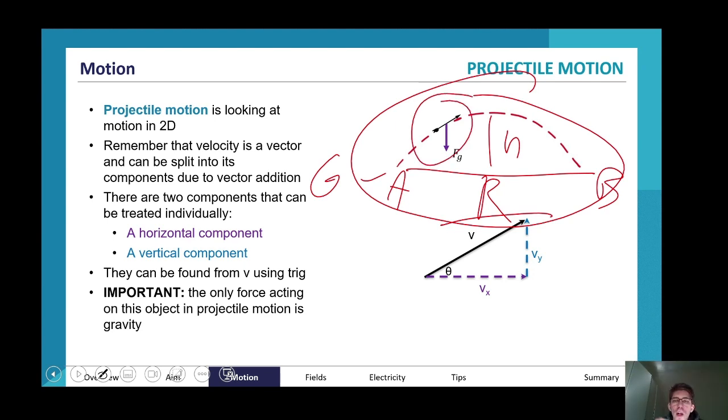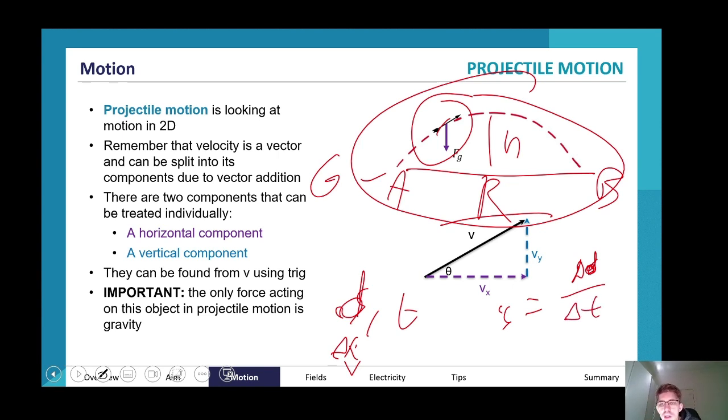Now, the object will only have a force acting downwards on it, but it will have a velocity, and the velocity will be at a particular angle. If you remember from year 11 physics, we talked about scalars and vectors. Scalars are variables that only have a magnitude, for example, distance or time. Whereas vectors have both a magnitude and a direction, for example, displacement or velocity. Speed is a scalar because speed is equal to change in distance over change in time. That is what speed is.